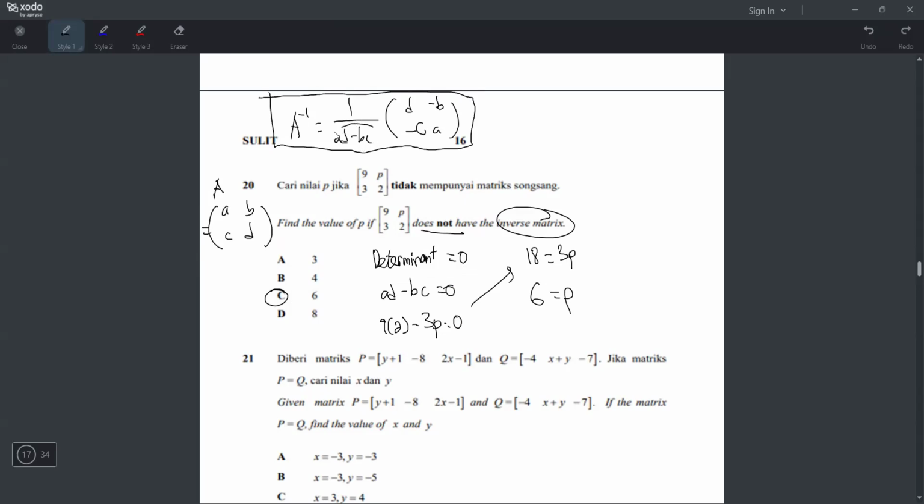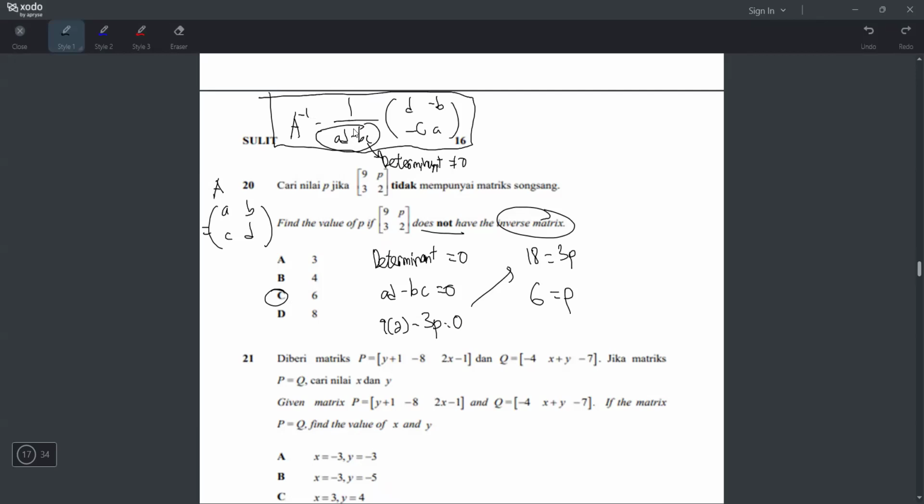But you need to know something. This number down here, AD minus BC, we call this the determinant. And this determinant cannot equal 0. You know why? Because if this whole thing equals 0, 1 divided by 0 will give you a math error.